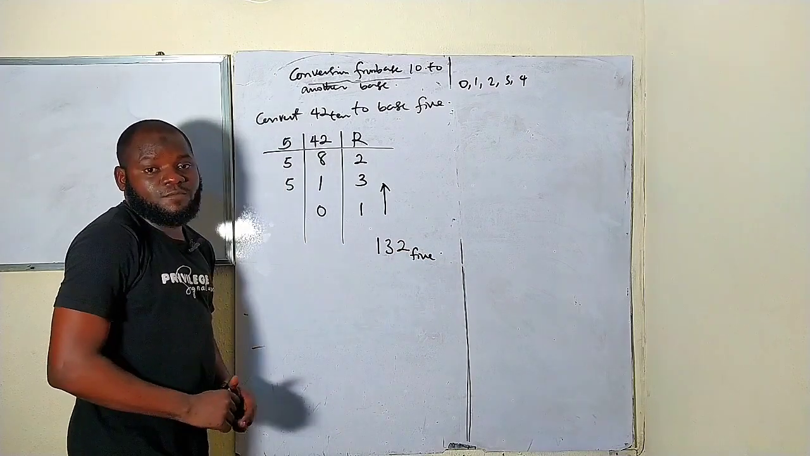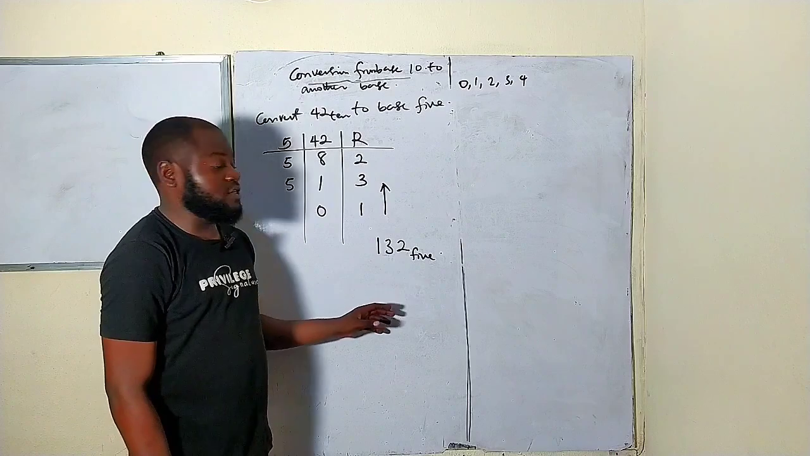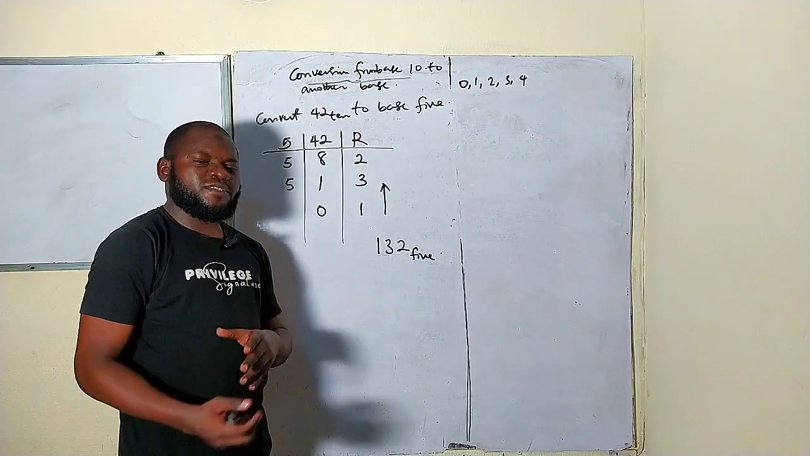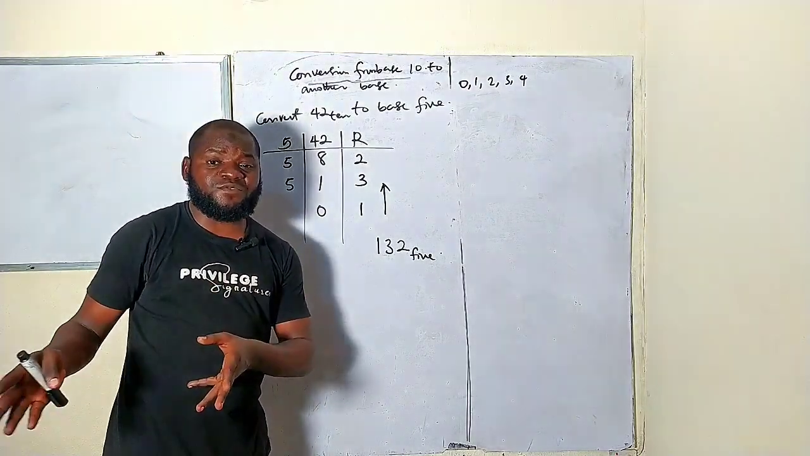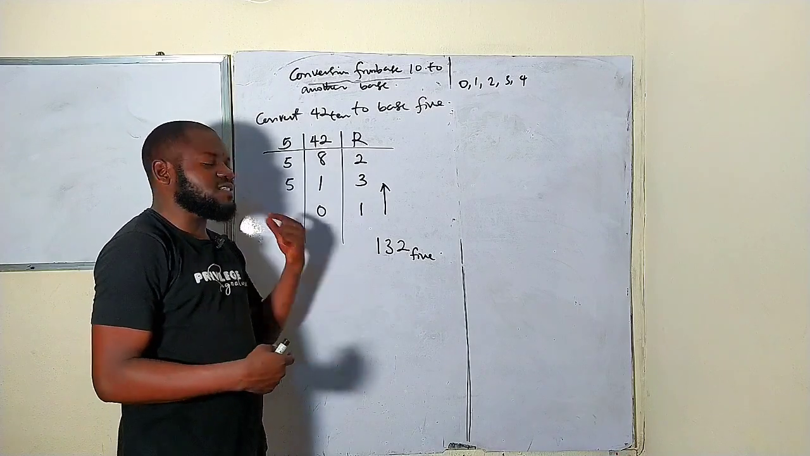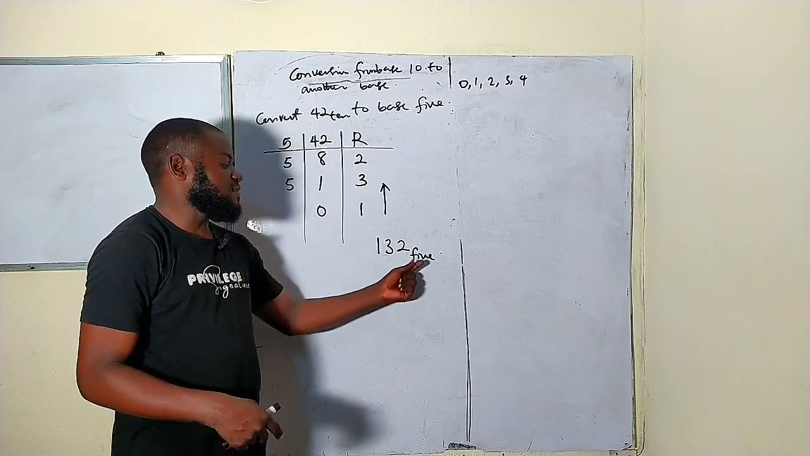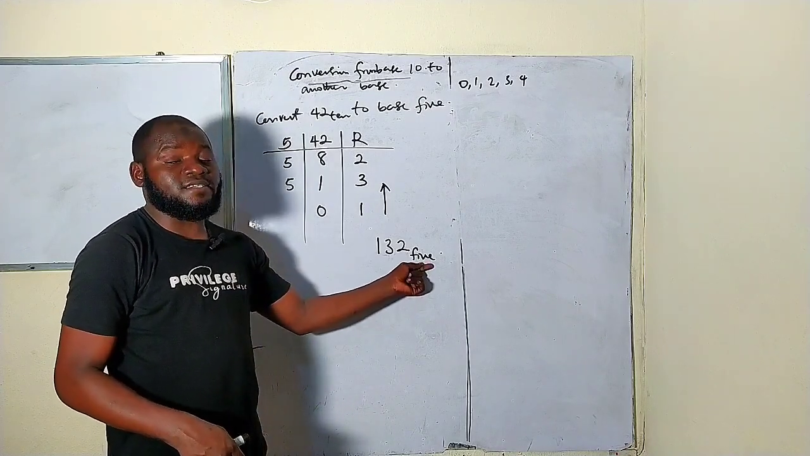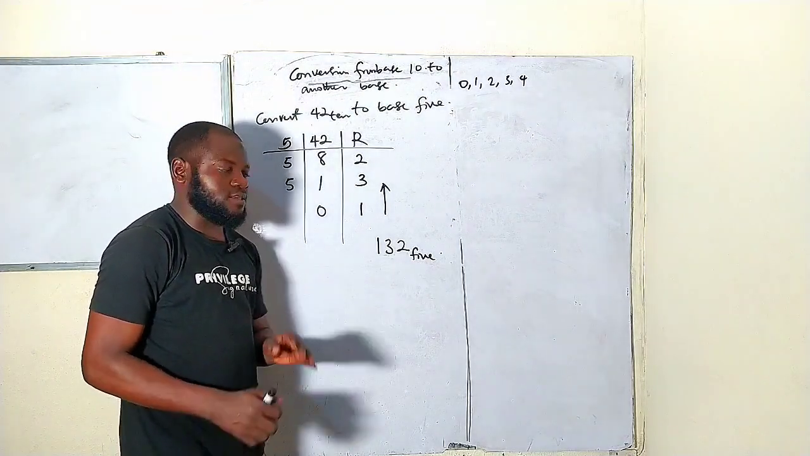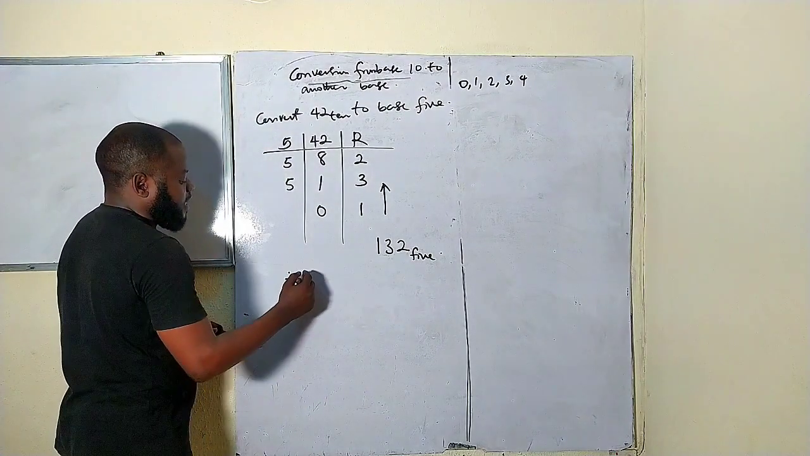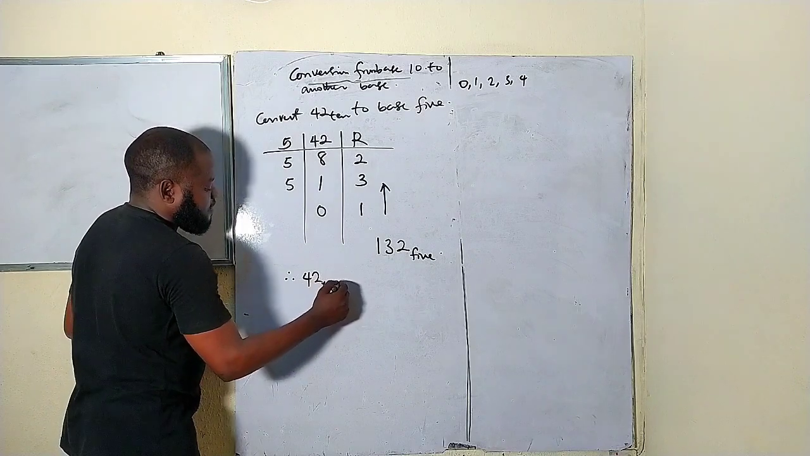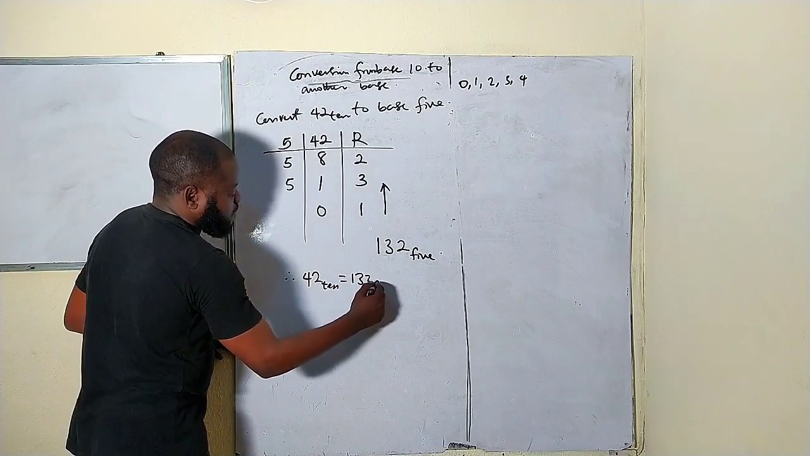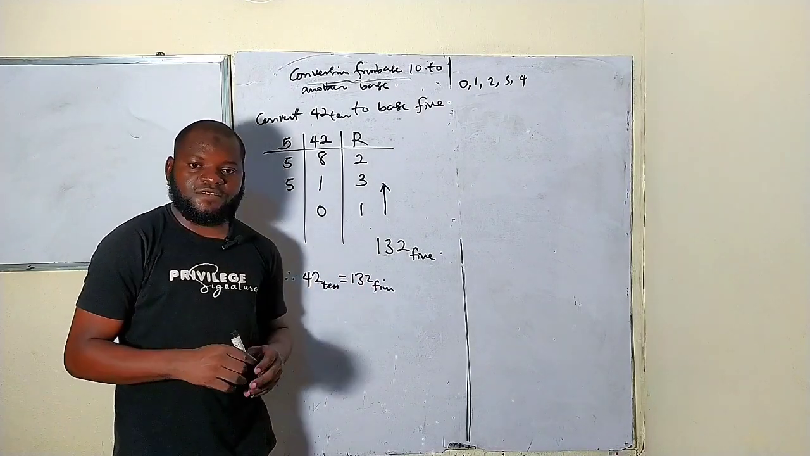Now, if you look at it, since morning I've not been writing this; I've always been putting it as 5. I'm putting it like that because you are a JAMB student, not a WAEC student. For WAEC students, I always emphasise that you should write it in words instead of figures. Is that taken now? So we can now conclude that 42 in base 10 is equal to 132 in base 5. Do you understand this now?